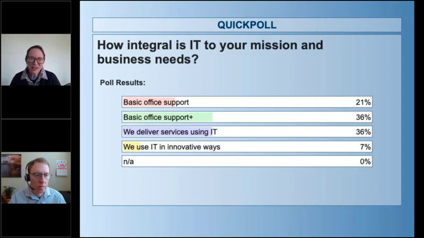All right. So I'll go ahead and thank you everyone for filling that out. I'm going to read off the results. So for basic office support, really just doing the bare bones of supporting email primarily, we had 21% in that category. Basic office support plus, about 36%. And about 36% also said they deliver services using IT. 7% said they are at an organization that uses IT in innovative ways. And again, we didn't have anyone that this is not applicable for. So thank you again so much for filling that out. That looks like a pretty standard bell curve there.